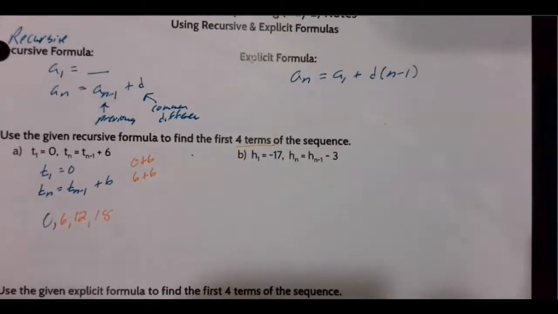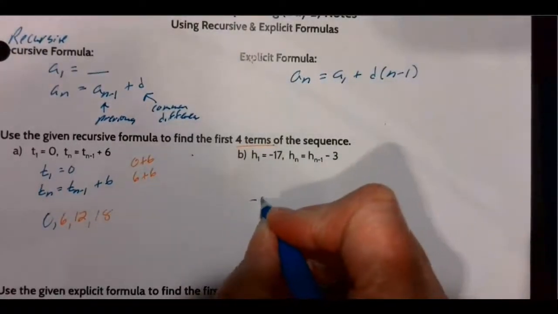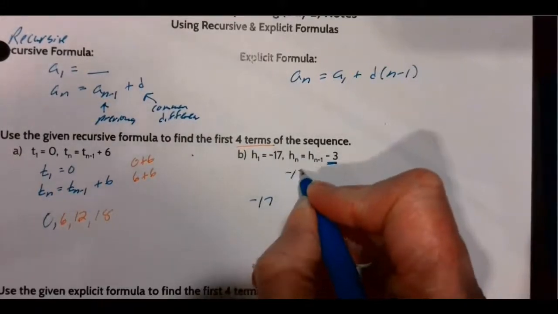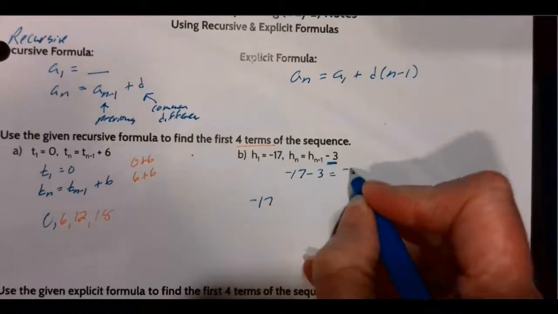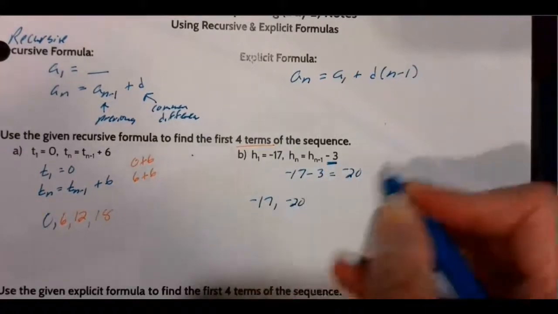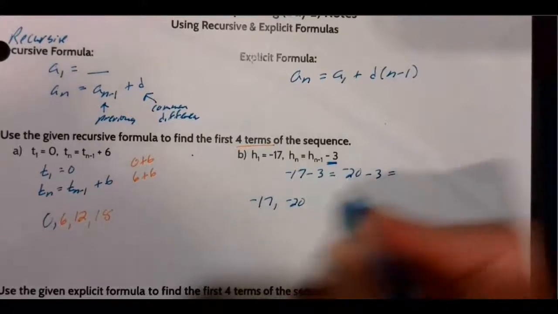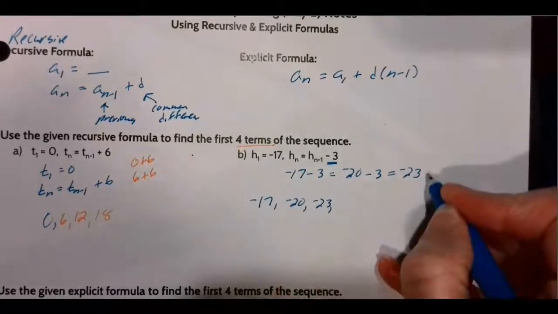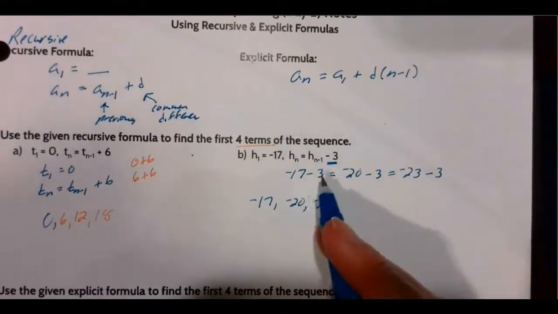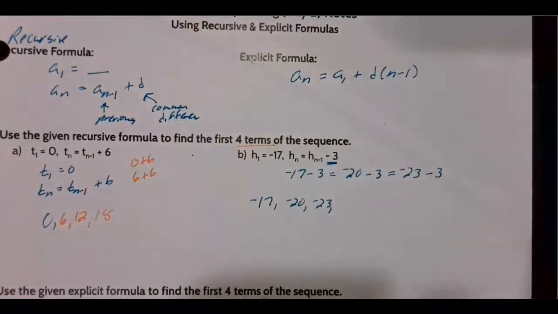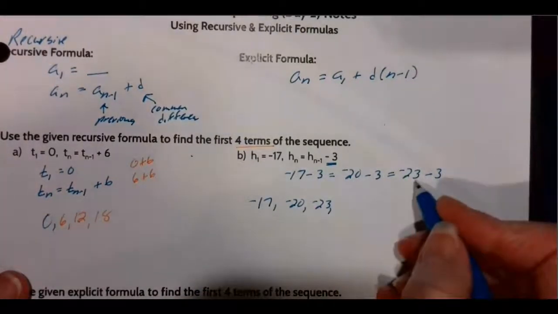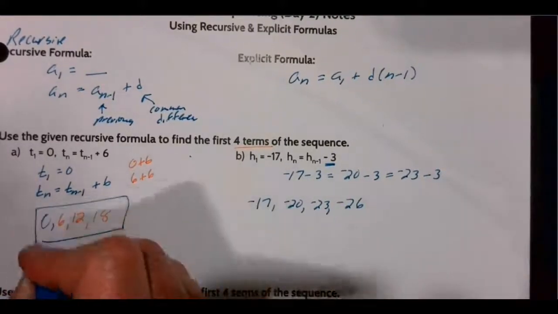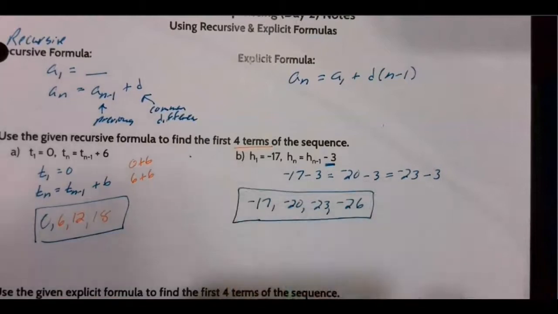Try it. So for this one, you notice that the first term is negative 17. And what do I do every time? I subtract 3. So I'm going to take negative 17 minus 3. That gives me negative 20. That's my next term. So now I take negative 20 and minus 3. And that's going to give me negative 23. Then I subtract 3 from the next term. See how we're doing it to the previous term? So now we take negative 23 minus 3 and we get negative 26. Okay, so these are our answers. We did the first 4 terms. That's what they were asking for.